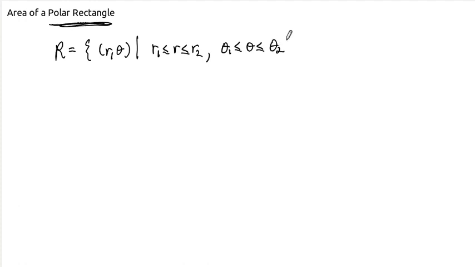So a polar rectangle, let's just call it R, is going to be the set of all points in polar coordinates, r, theta, such that r is bounded between two values, say r1 and r2, and theta is bounded between two values, say theta 1 and theta 2. Now, if we were in rectangular coordinates, this would truly be a rectangle. We would write this as the interval r1, r2 crossed with the interval theta 1, theta 2. But what does it look like in polar coordinates?